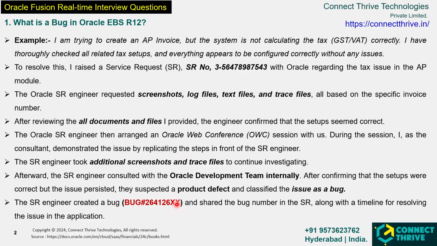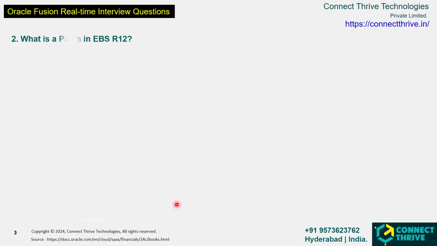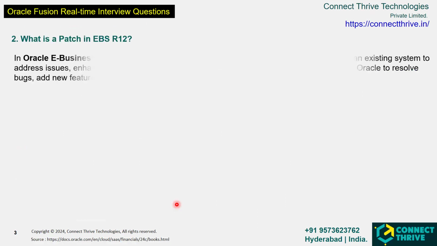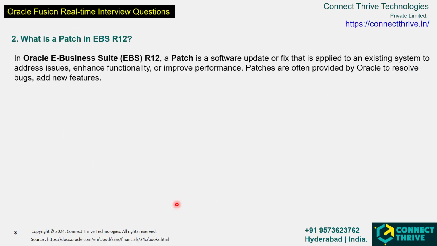We'll go and have a look at it. Now the second question: first, we'll get to know what a patch in EBS R12 is. In EBS R12, a patch is a software update or a fix that is applied on an existing system to address issues, enhance functionalities, and improve performance. Patches are often provided by Oracle to resolve bugs and deliver new features.